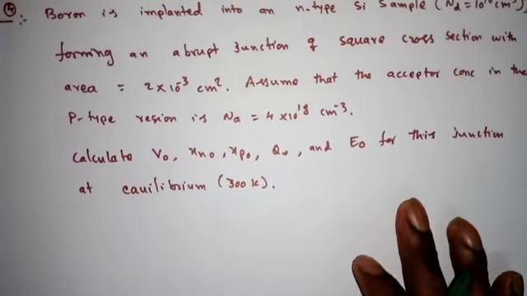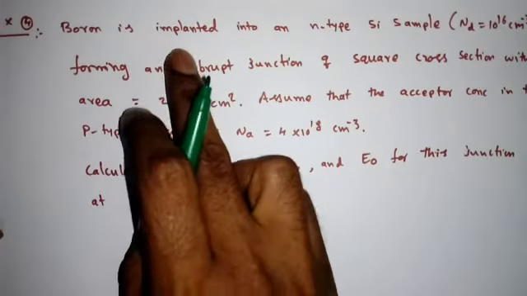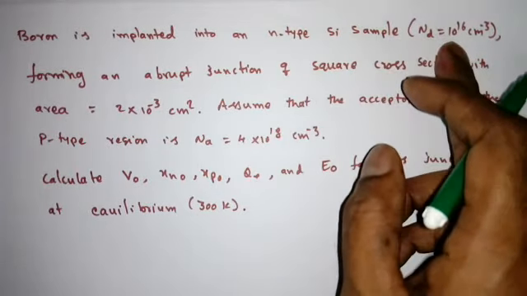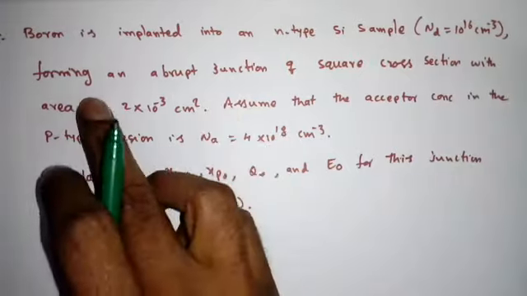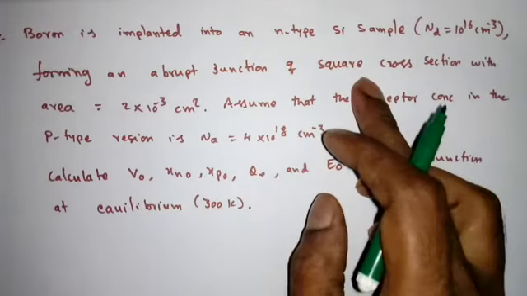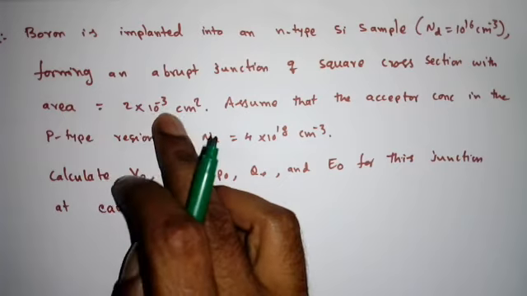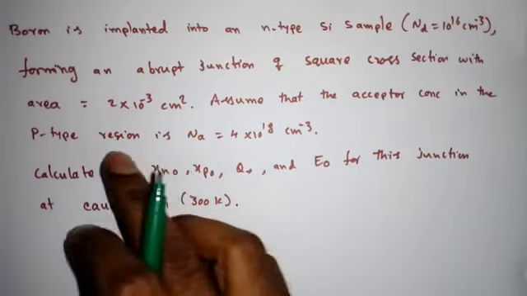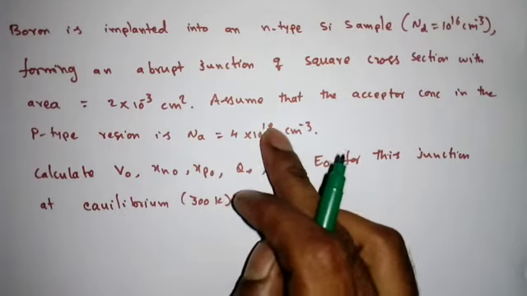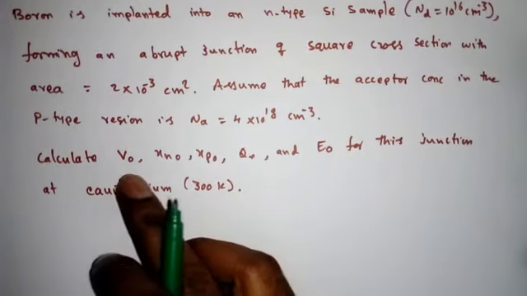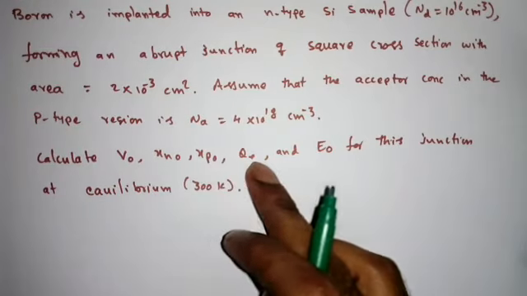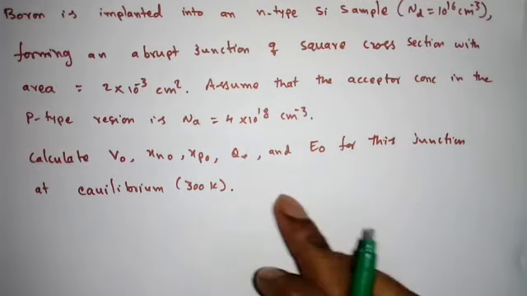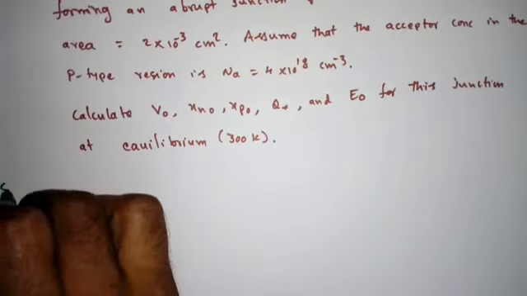So next, one more problem. Boron is implanted into an N-type silicon sample which has Nd 10 to the power 16 per centimeter cube, forming an abrupt junction of square cross section with area 2 into 10 to the power minus 3 centimeter square. Assume that the acceptor concentration in the p-type region is Na 4 into 10 to the power 18 per centimeter cube. Calculate V naught, Xn naught, Xp naught, Q plus and capital E naught, that is the maximum electric field for this junction at equilibrium. So same question.